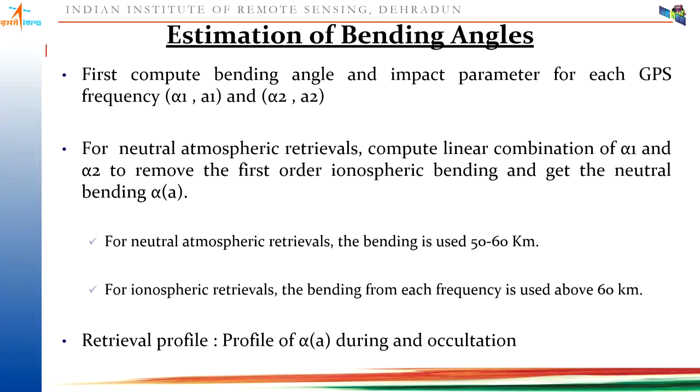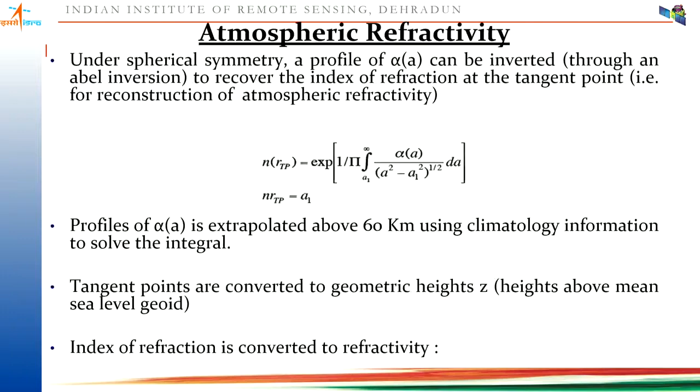For neutral atmospheric retrieval, the bending is used around 50 to 60 kilometers. For ionospheric retrieval, the bending from each frequency is used around 60 kilometers. So we retrieve the profile of alpha A during the occultation.